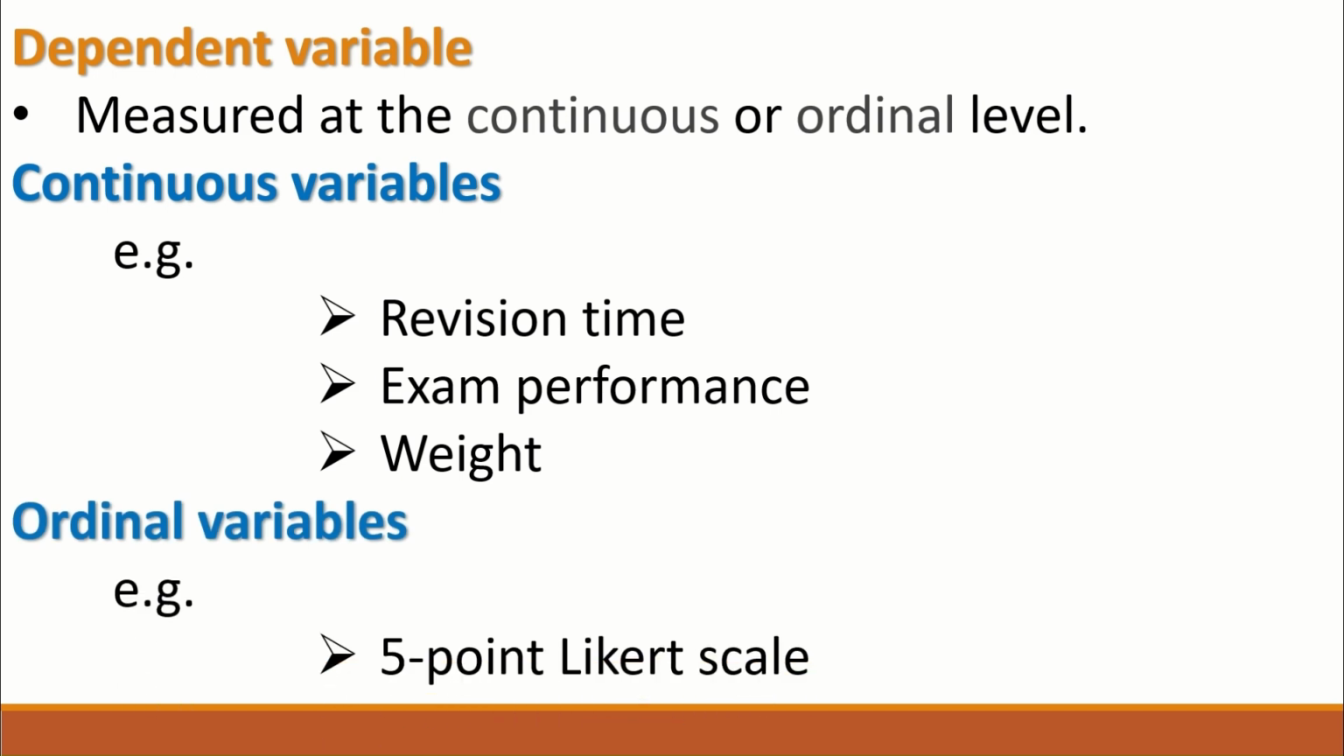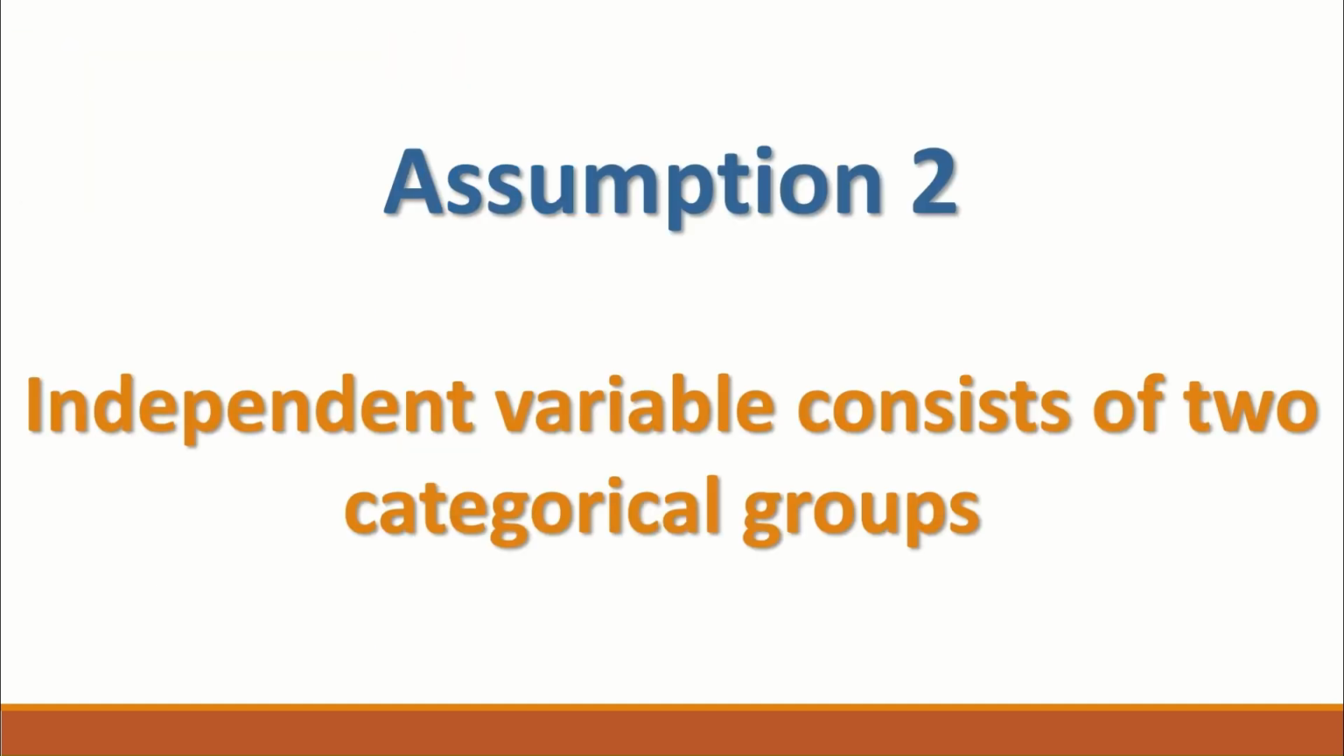Ordinal variable is a categorical variable but with order in it, such as the 5-point Likert scale that is used in questionnaires and surveys, in which the response from a participant is given on a scale from 1 to 5, 1 for strongly disagree and 5 for strongly agree. So there is a category in the response and there is an order. So it's called ordinal variable or ordinal data.